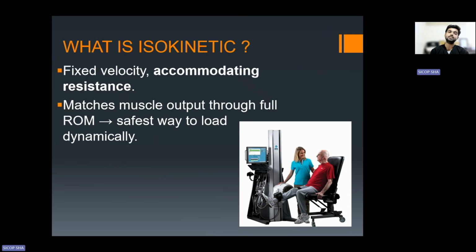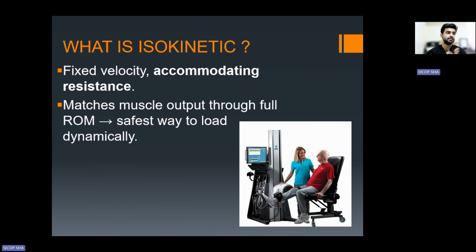Now the question is, what is isokinetic training? What is isokinetic testing? Now the word suggests iso and kinetic. What is iso? Iso is constant, kinetic is speed. So what is isokinetic? Isokinetic is a constant speed, that is a fixed velocity and accommodating resistance. So isokinetic testing or isokinetic training is basically with the fixed velocity and accommodating resistance. Now it matches the muscle output through full range of motion. So isokinetic gives the safest way to load dynamically.